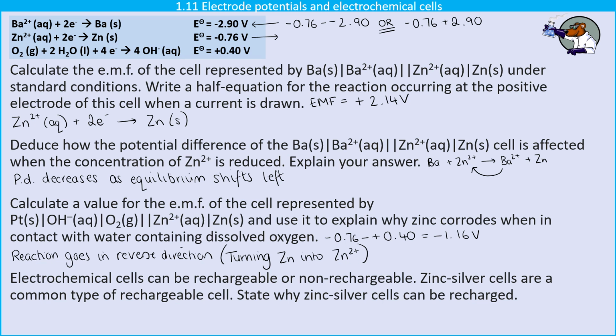Electrochemical cells can be rechargeable or non-rechargeable, and zinc-silver cells are a common type of rechargeable cell. Why is that? Well, it's because it's a reversible reaction.